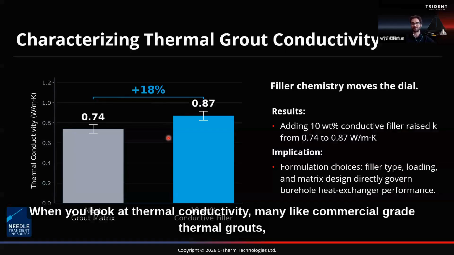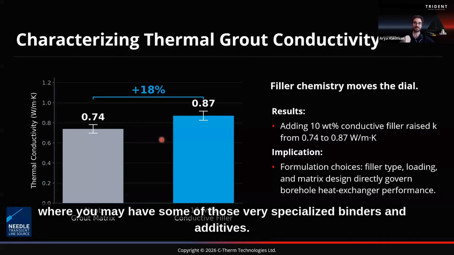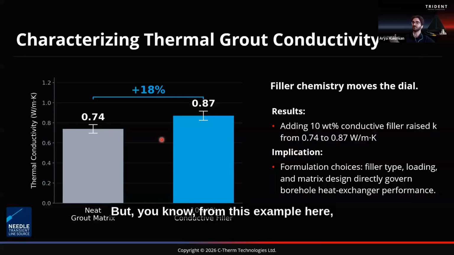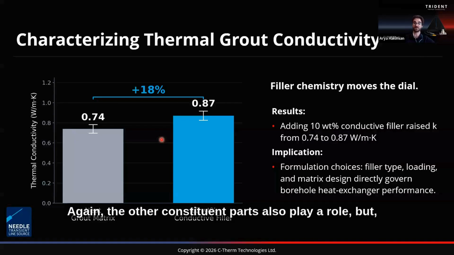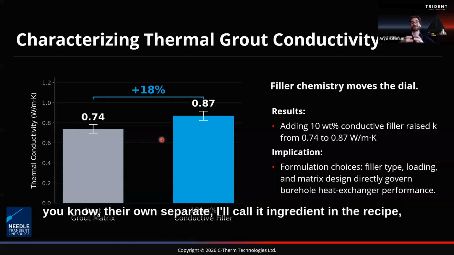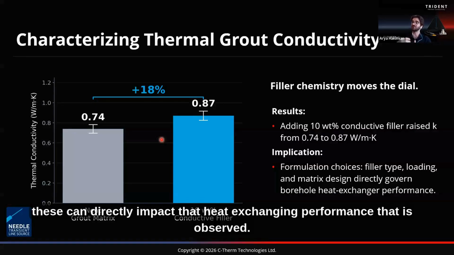When you look at the thermal conductivity of many commercial grade thermal grouts, these can be in excess of 1.5 or even 2.5 watts per meter Kelvin. Again, where you may have some of those very specialized binders and additives. But this example really just illustrates the point that fillers are a big part of what is driving the performance. Again, the other constituent parts also play a role, but when you're looking at conductive fillers as their own separate ingredient in the recipe, what type of filler you choose and how much of it you're adding can directly impact the heat exchanging performance that is observed.